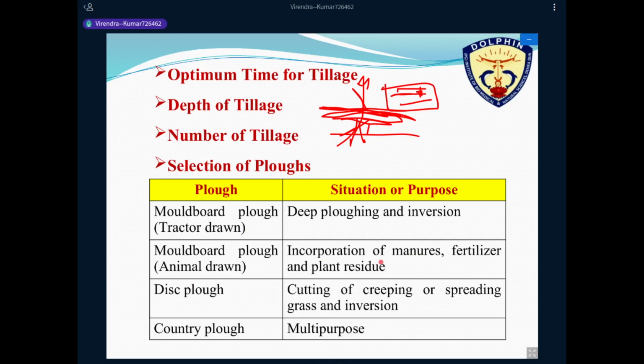The animal plow is also used to incorporate manures, fertilizers and plant residue. The disc plow is used for cutting the weeds and crop residue and incorporating the grass. And the country plow, mostly this plow is called the multi-purpose plow. It is mostly used in all types of tillage practices like primary, secondary, and seedbed, and you can also use this country plow after cultivation tillage practices.